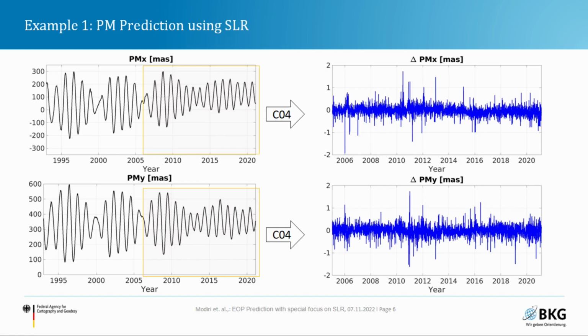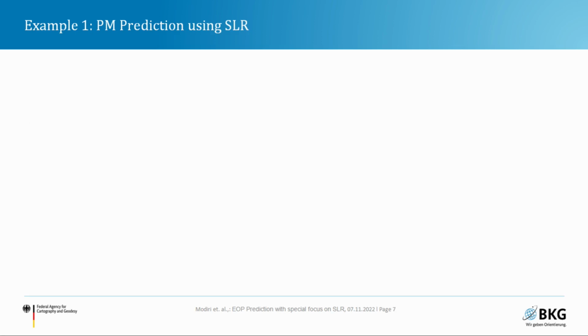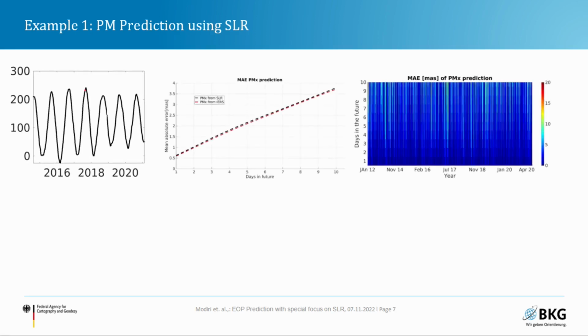Here is example 1, in which I wanted to show the prediction of the polar motion X and Y. This is SLR data, provided by my colleague Daniel Koenig, who has a presentation today. And I just wanted to show you the difference between the SLR solution and the C04 solution. And here is the first result that we have.